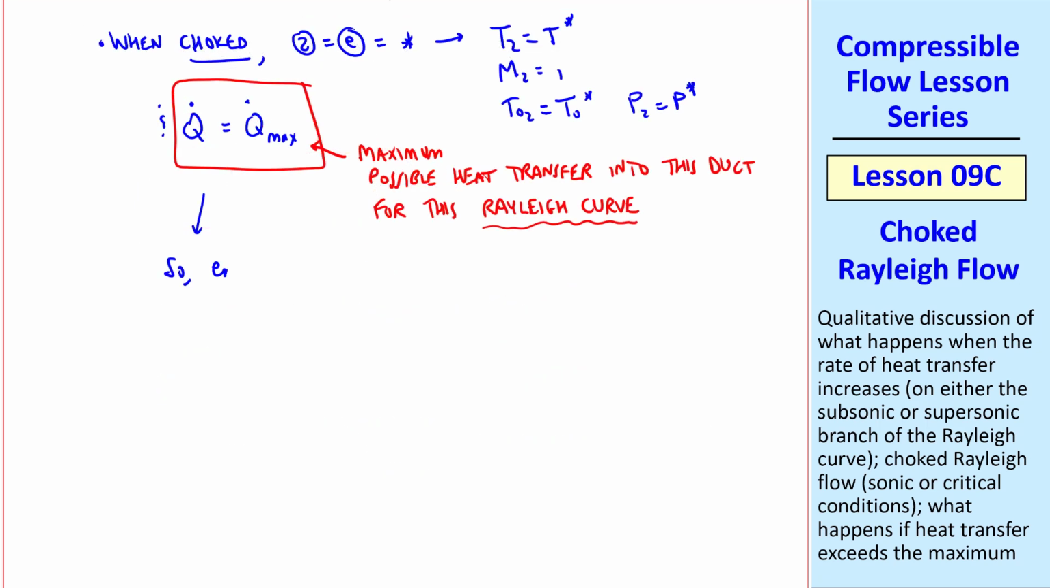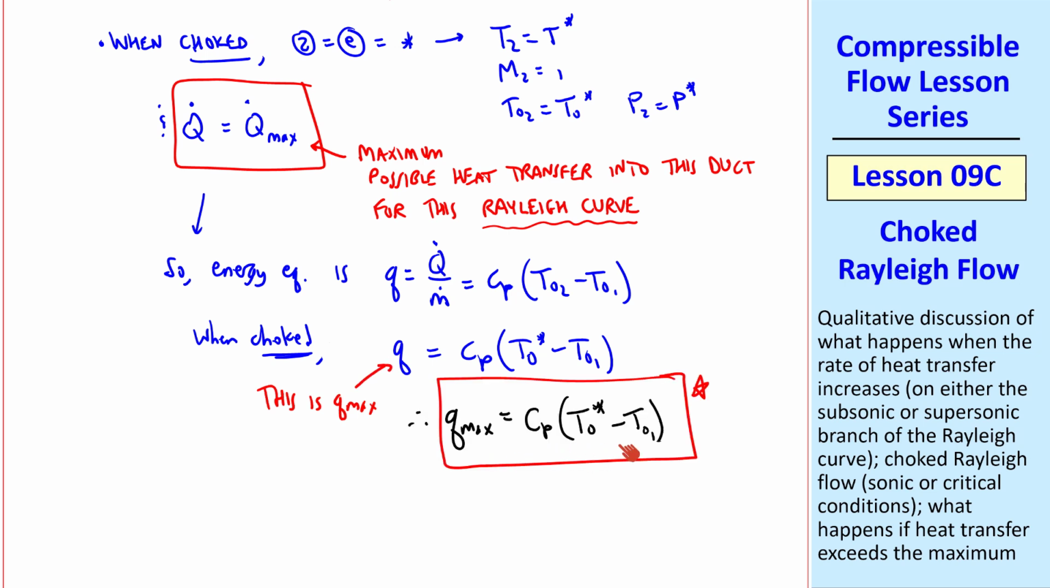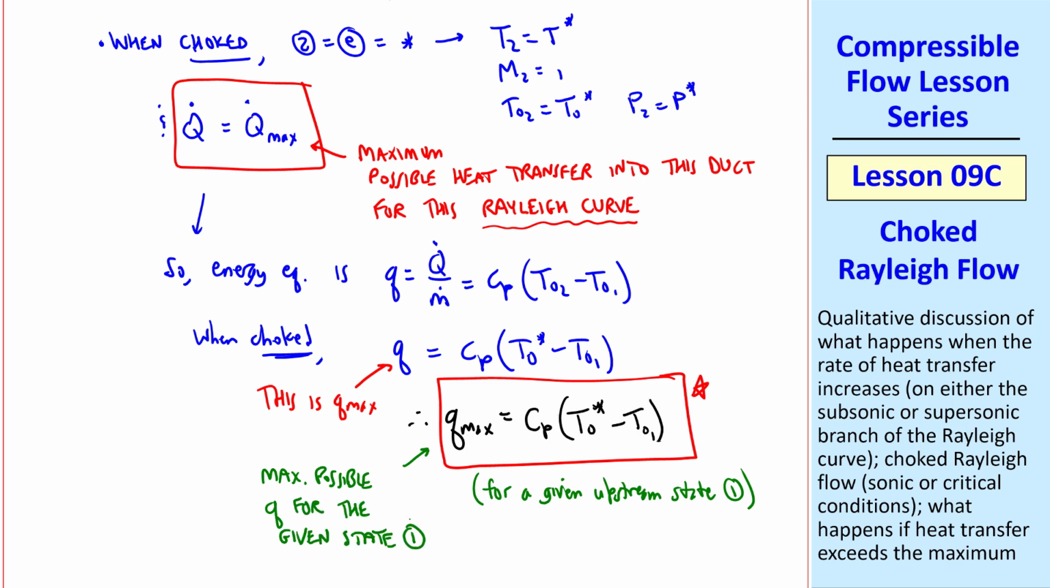So our energy equation is q equals Q dot over m dot equals Cp times T02 minus T01 in general. When choked, we get q equals Cp times T0 star minus T01, since T02 is T0 star. And this is q max. Therefore, this is our choked Rayleigh flow energy equation. And the caveat is that this is for a given upstream state 1. This q max is the maximum possible q for the given state 1.